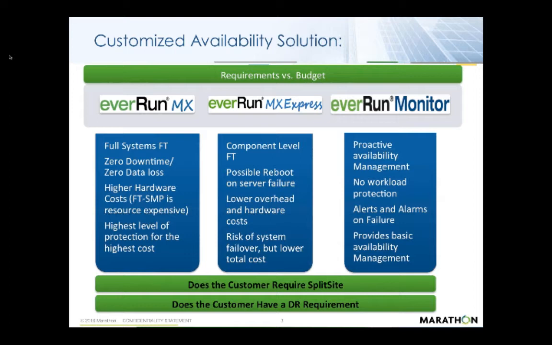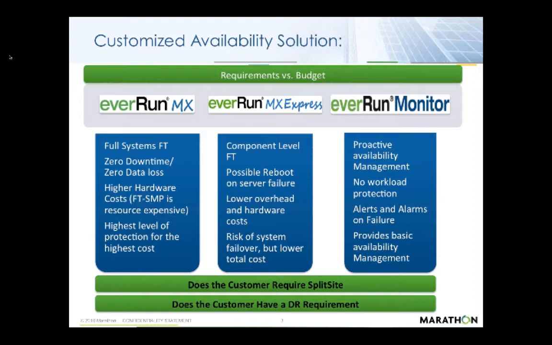And then, as I'd mentioned earlier, if we get a customer that's looking at wanting to manage availability in their environment, they want to make sure that they understand when there's a problem. They want to be able to efficiently react to these problems. That's where Everrun Monitor comes into play as either an overlay to Everrun MX, Express, or Extend, or as a standalone proactive availability management tool.